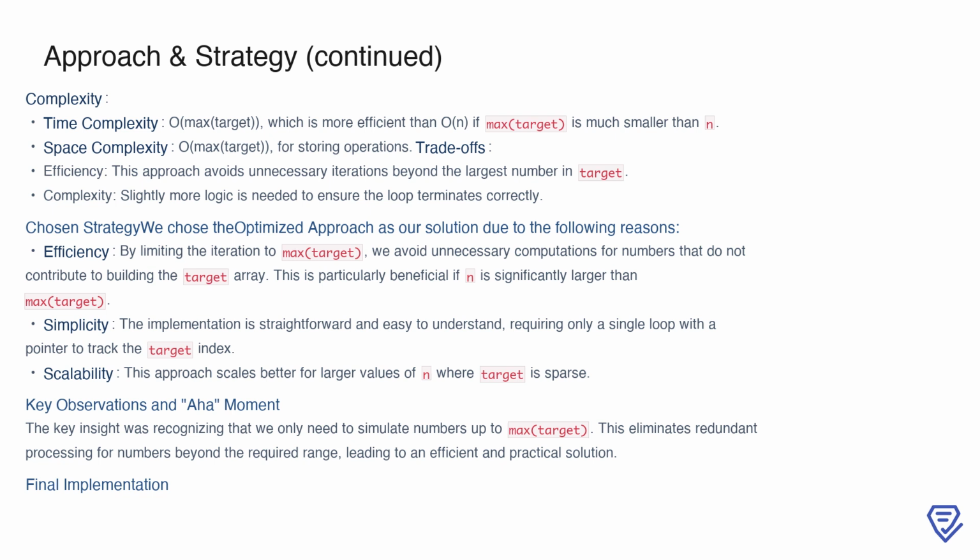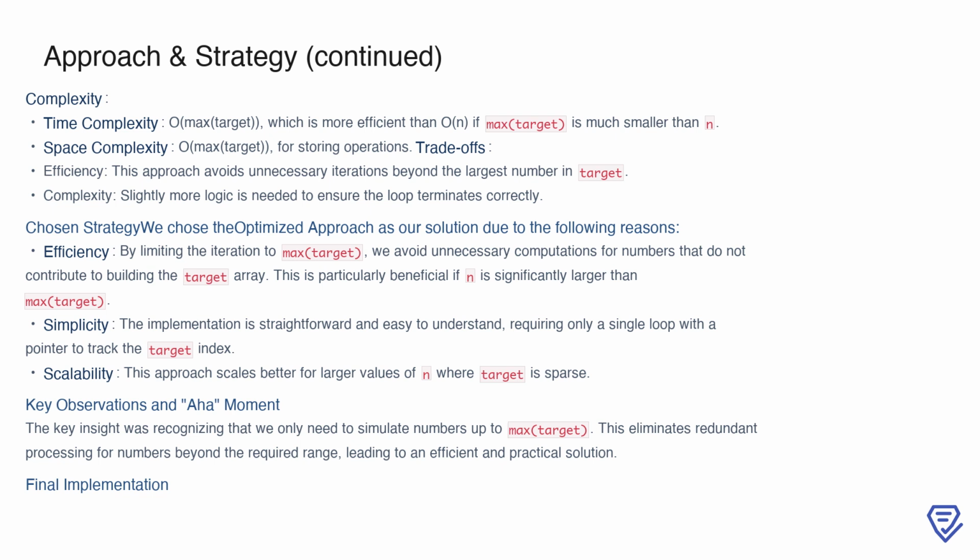The steps are similar. We use a pointer to track our position in the target array, and for each number in the range up to max target, we check if it matches the current target element. If it does, we perform a push and move to the next element in target. Otherwise, we perform both push and pop to skip the number.